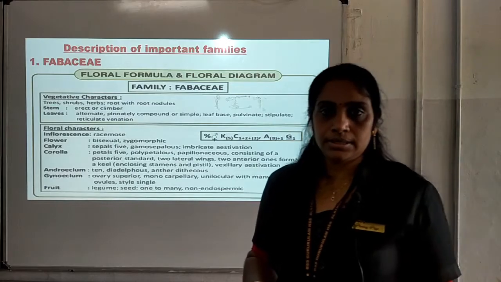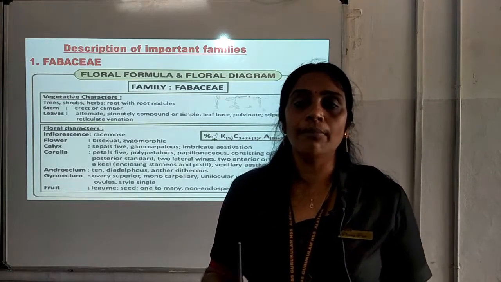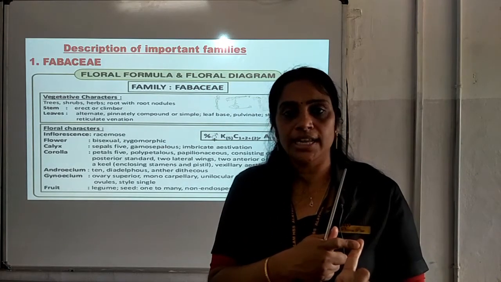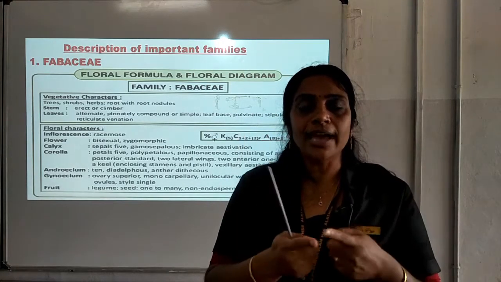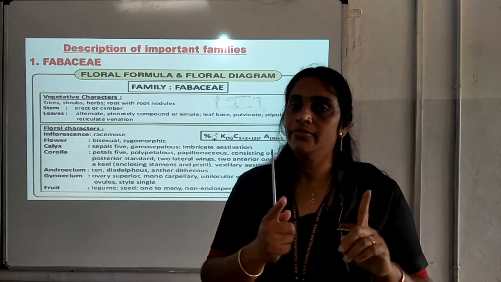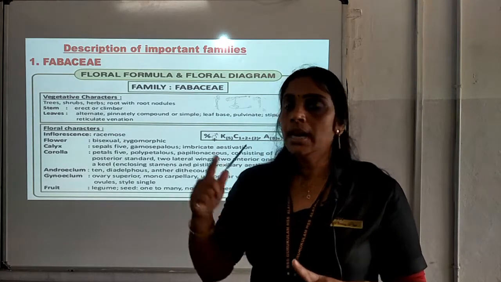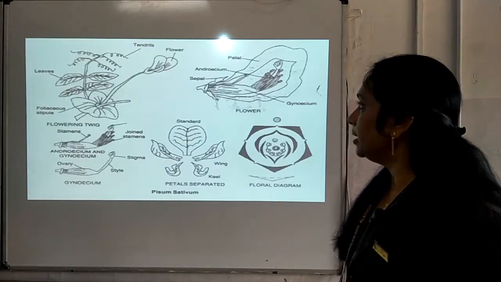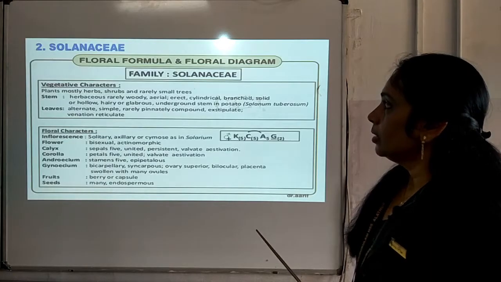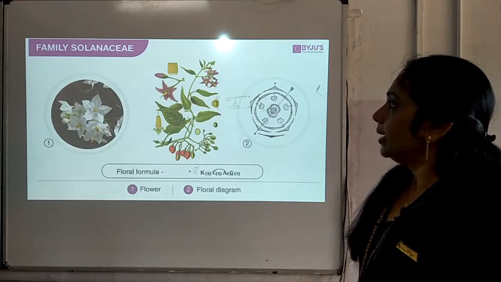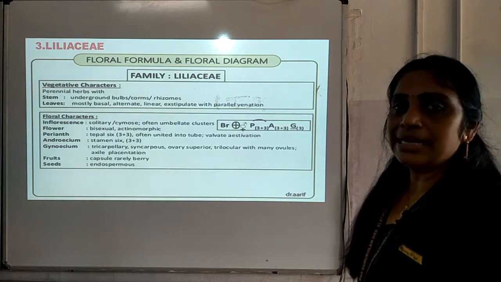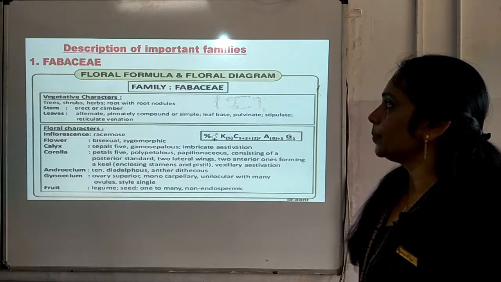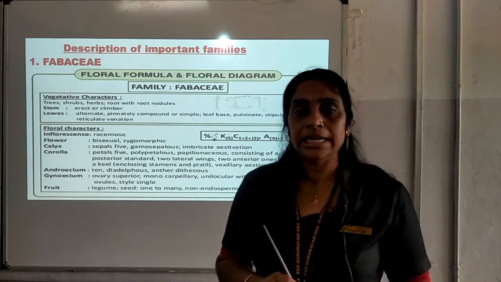In your chapter, you have to study about 4 families. One is Brassicaceae, already it is there in your textbook. The floral diagram as well as floral formula is there, which is very, very important. You have to go through it. Number 2 family is Fabaceae family. Number 3 family is Solanaceae family, and number 4 is Liliaceae family. Okay. So, these are the families which you have to study from your textbook.